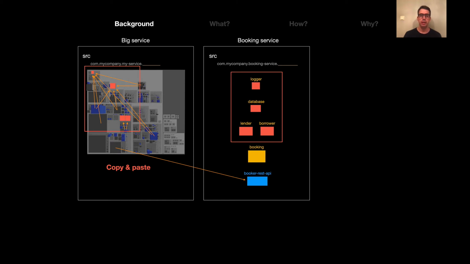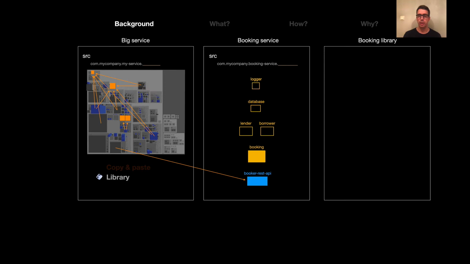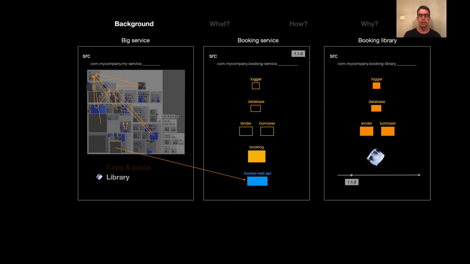But maybe we can create a library instead. So let's do that. Let's create a new project, booking library, and create a source folder with a top namespace. And now we can move the code into this new project. And if we freeze the code into a library, we can now use this library in our services in this way. And this is good because now we can work with the code from one place here. And we could get rid of the code duplication that we had before.